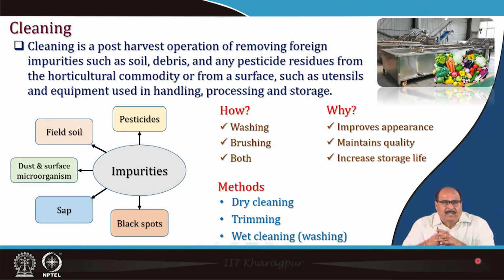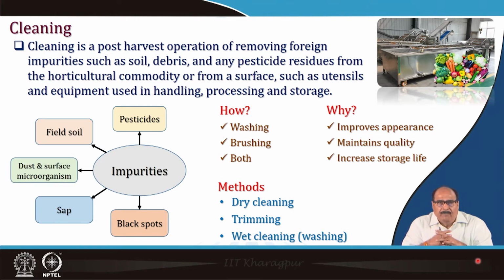So, let us see first what is cleaning. Cleaning is a post harvest operation of removing foreign impurities such as soil, debris and any pesticide residues from the horticultural commodity or from a surface such as those of the utensils and equipment used in handling, processing and storage. So, how is it done? It is done either by washing or by brushing, or sometimes both washing and brushing are used.